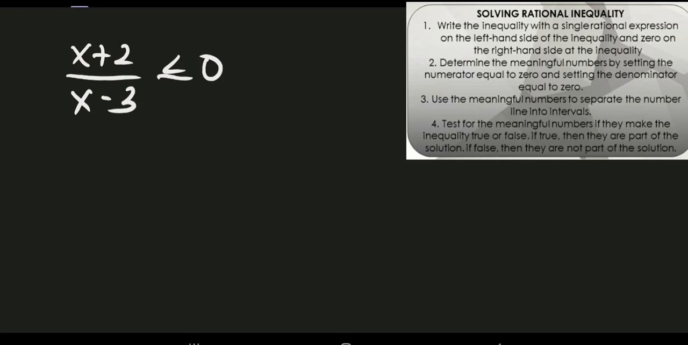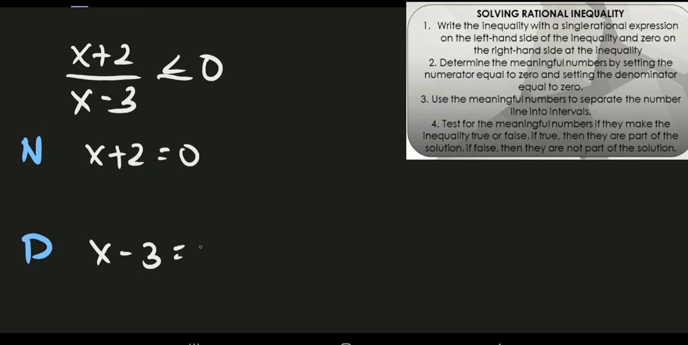So for step number 2, we need to determine the meaningful numbers. Okay, so we need to separate our numerator from our denominator, and let's equate them to 0. So we have for the numerator, x plus 2 is equal to 0, and for the denominator, x minus 3 equal to 0. And let's solve for their values.